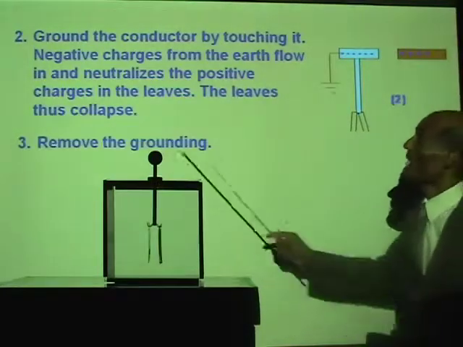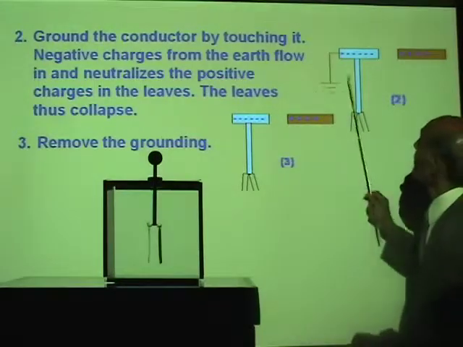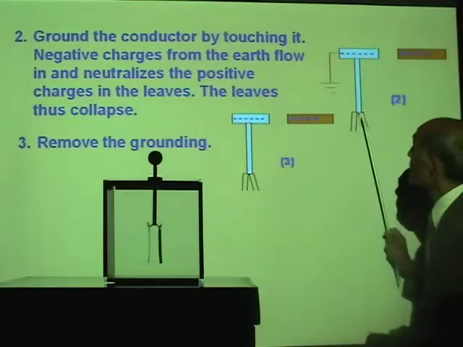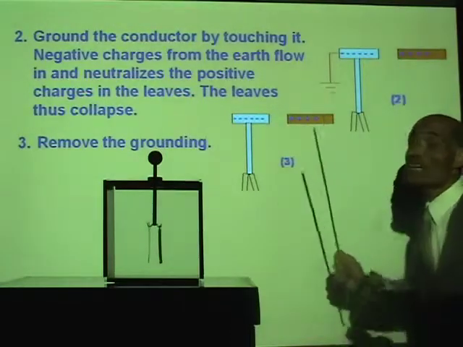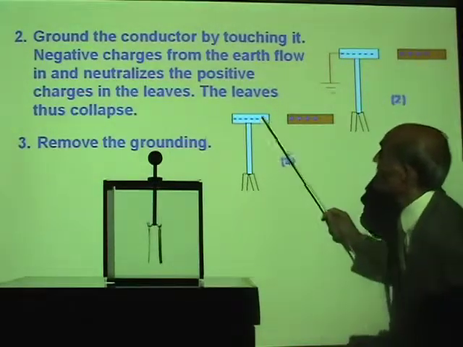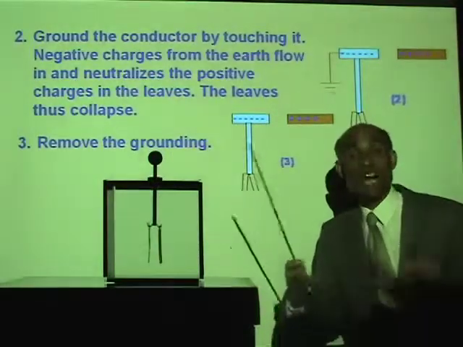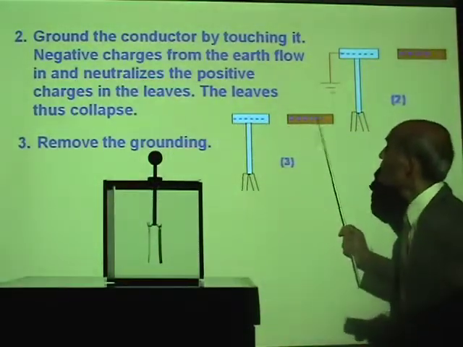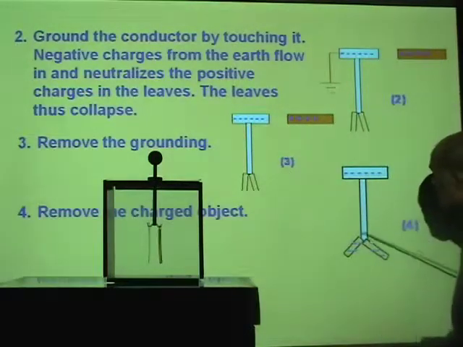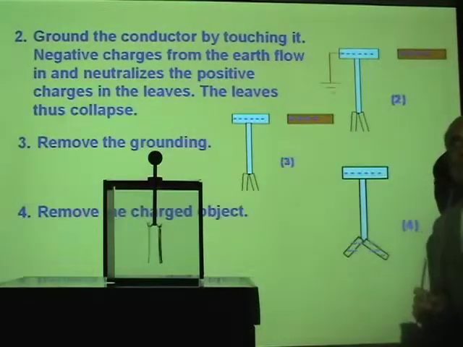Alright, what do you do now? Remove the grounding. Now when you remove the grounding, what actually happened is, because of the grounding, the excess charge on the leaves has disappeared. When you remove the grounding, the electroscope is now left with this excess charge. What you see here is now excess charge. If you remove this charged object, what will happen? These excess charges will spread, giving the electroscope an excess negative charge.